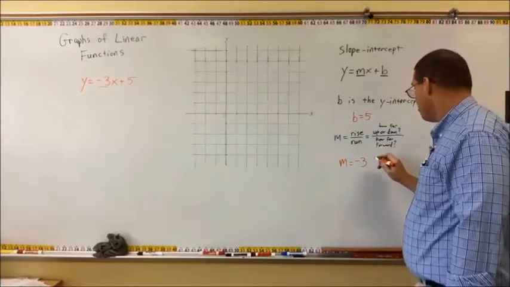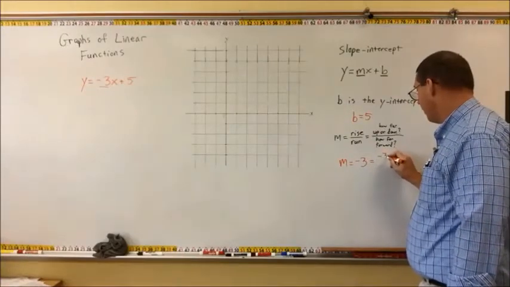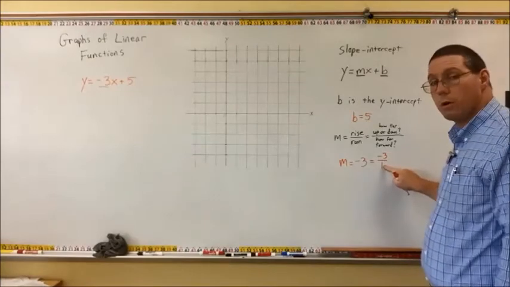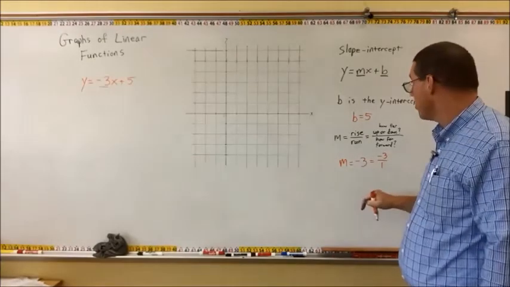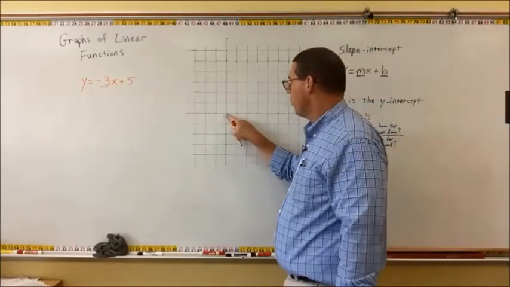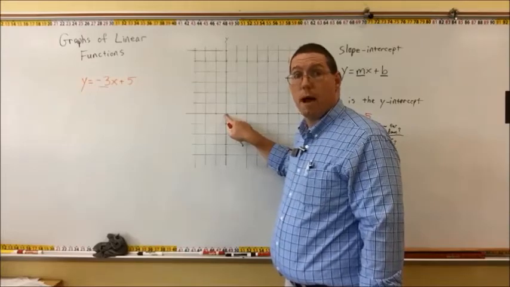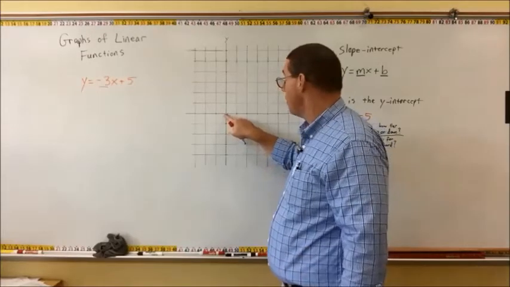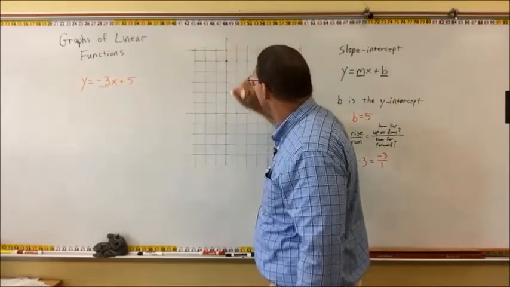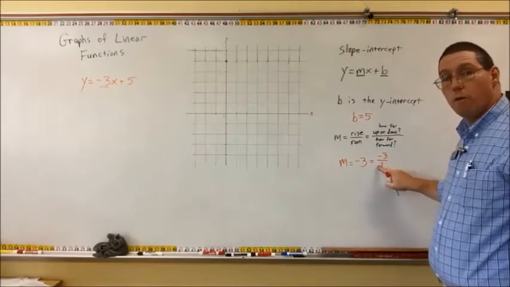And so now we can turn this into rise over run. It becomes negative 3 over 1. And that means down 3, forward 1, right? Okay, so let's find our y-intercept, which is positive 5. So are we going to go up or down from the origin? Because it's positive 5, we're going to go up, right? Up 5. 1, 2, 3, 4, 5. Put a dot right there. There we go.